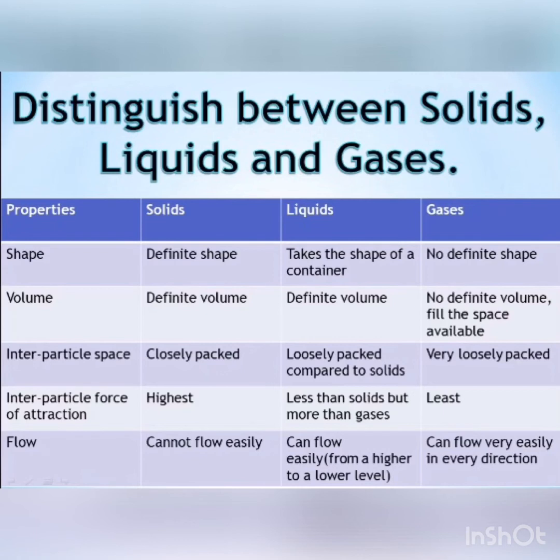The last property is the flow. Solids cannot flow easily. Liquids can flow easily, but in nature, they flow from a higher level to a lower level. On the other hand, gases can flow very easily in every direction.